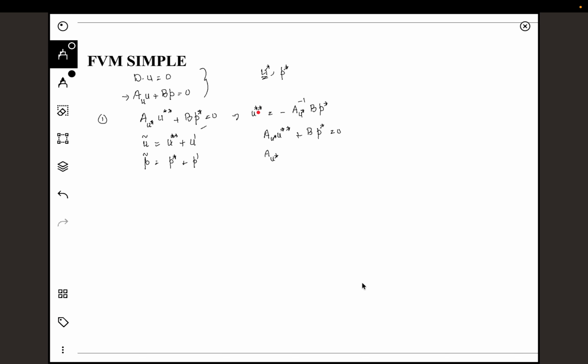Note the notation here: I'm not using the updated value of velocity. I'm using the value of A calculated before the update, whatever the initial guess is. Instead of u double star, now we have u tilde. The B matrix doesn't depend on anything; it is just a constant matrix times p tilde equals 0. If I subtract the second equation from the first, I'll have A(u star) u prime plus B p prime equals 0.